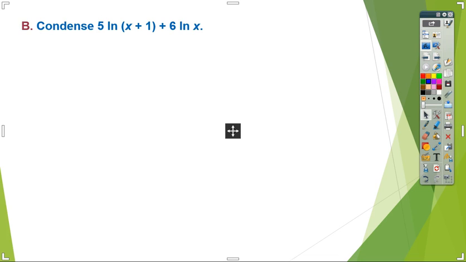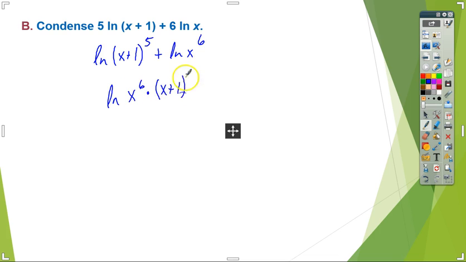Now I need to condense this one. Again, tricky, tricky. Natural log. Natural log, all it means is I'm going to have natural log of x plus 1 to the 5th plus... What am I going to do here? Oh, this is going to be natural log of x to the 6th. They're adding. I wonder which rule I can condense to. Look at the beginning. If you looked, it's going to be multiply. Okay. X to the 6th times x plus 1 to the 5th. And that's your answer.